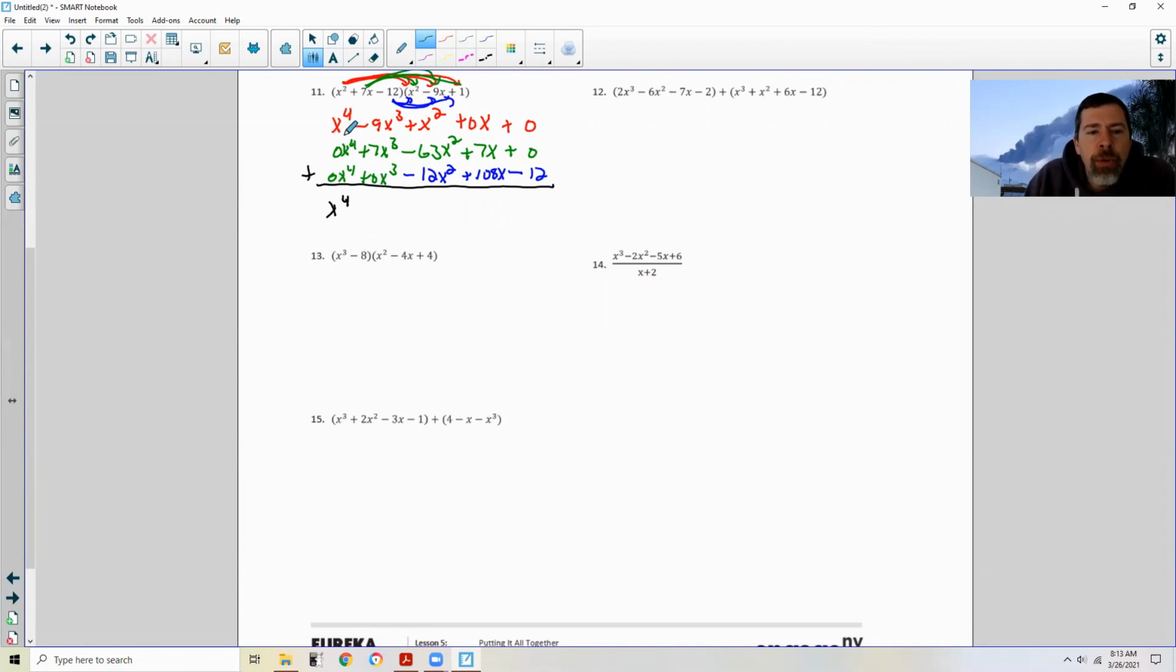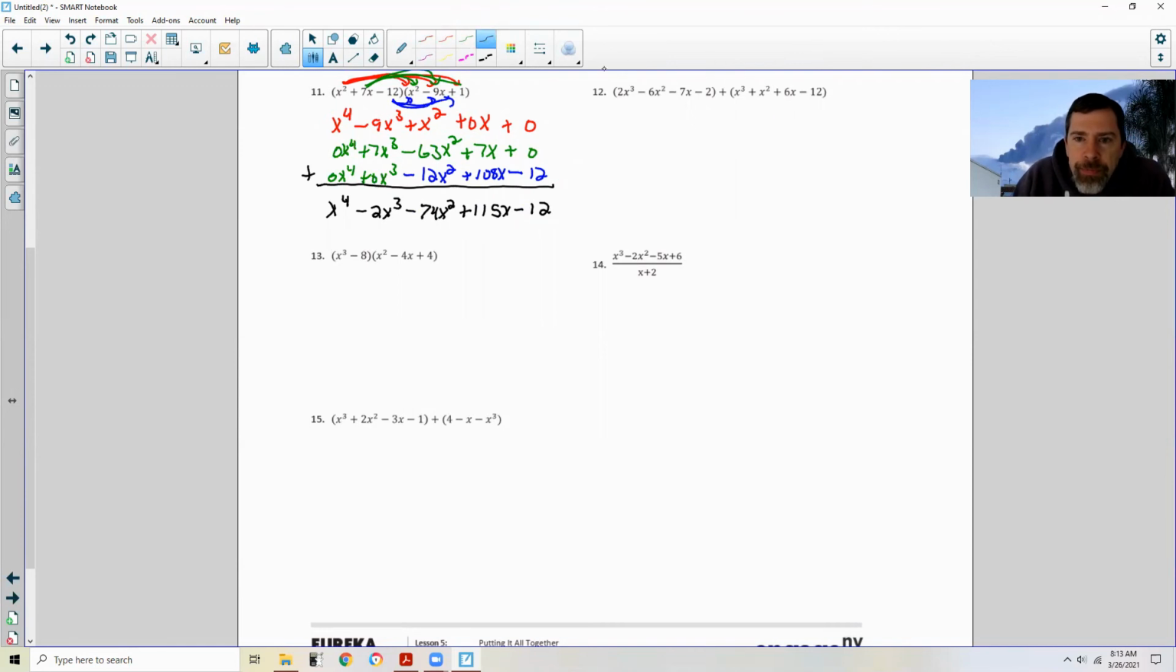It was a column. So x to the fourth, negative 9 plus 7 is negative 2 plus 0 is still negative 2x cubed. 1 minus 63 is negative 62. Minus 12 is negative 74x squared. 0 plus 7 is 7. 7 plus 108 is 115x. 0 plus 0 is 0, minus 12 is minus 12. My answer is x to the fourth minus 2x cubed minus 74x squared plus 115x minus 12. Okay.